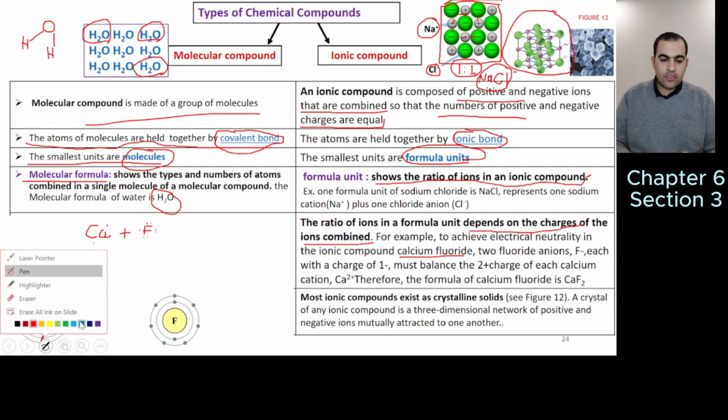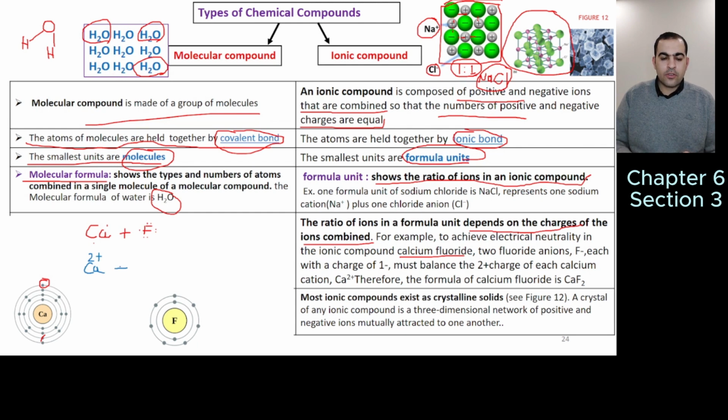So the charge of calcium when it loses 2 electrons is going to be 2 positive. And what about fluorine? When it gets 1 electron, it is 1 negative, right? Because fluorine, to have 8 valence electrons, needs 1 electron. So the charge of fluorine is always 1 negative. The charge of calcium is always 2 positive to become stable.